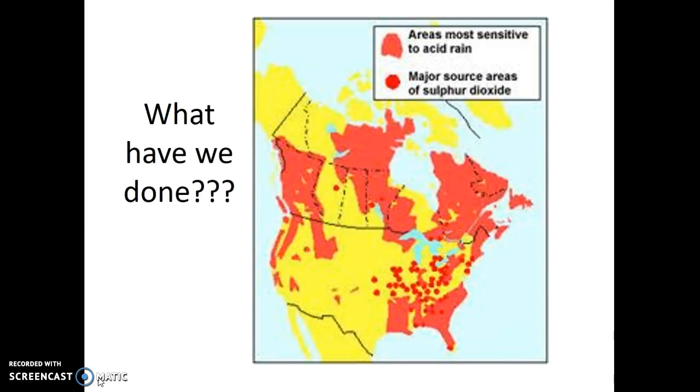What have we done? Take a close look at the map where the small red dots are clustered along the mid-Atlantic region. Now look at the large red blobs that show where the acids are falling. Notice they don't match. Our pollution is affecting other regions and countries.